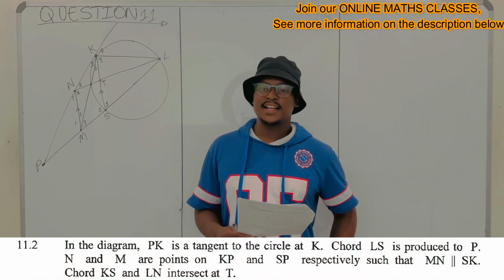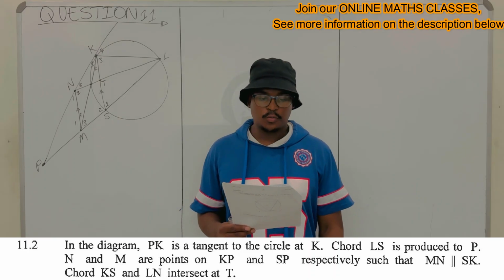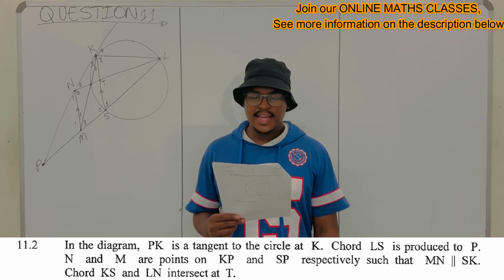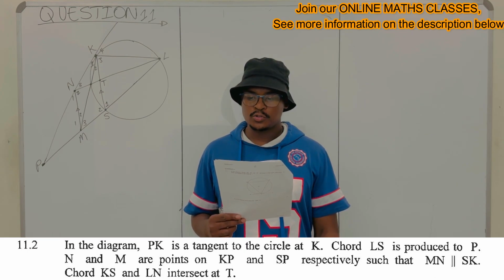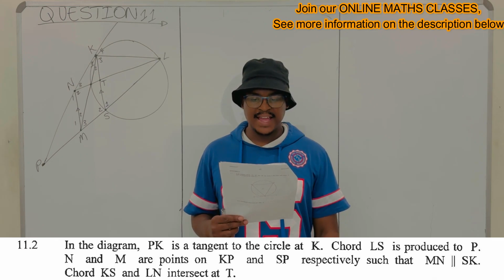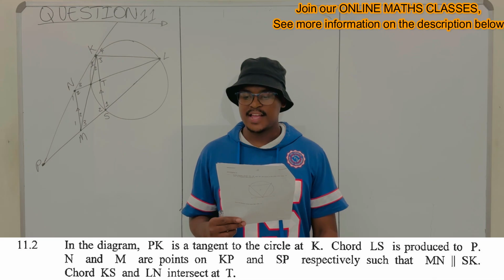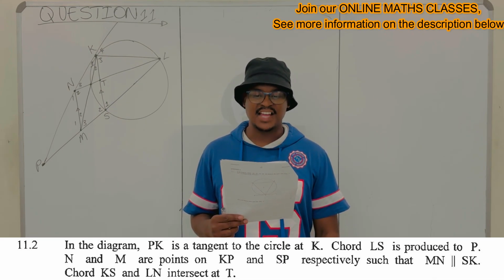Okay, so now we're done cleaning the board, and we're going to do 11.2. So 11.2 reads as follows. They're saying in the diagram, PK is the tangent to the circle at K. Chord LS is produced to P. N and M are points on KP and SP respectively, such that MN is parallel to SK. Chords KS and LN intersect at T.